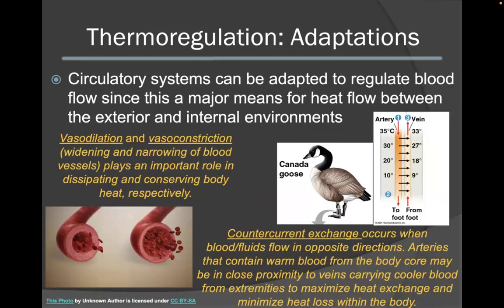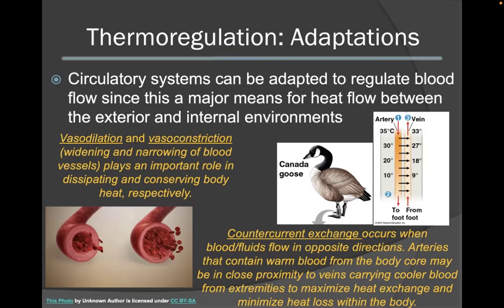Circulatory systems can be highly adapted to regulate blood flow. This is because blood is a major means for heat flow between the exterior and internal environments. Through changing the vasodilation levels and vasoconstriction levels, the widening and narrowing of blood vessels, an organism can either dissipate or conserve body heat efficiently.